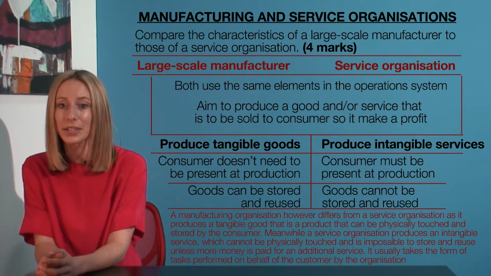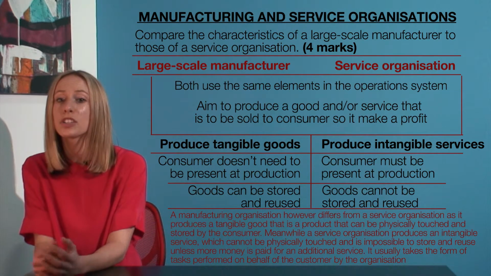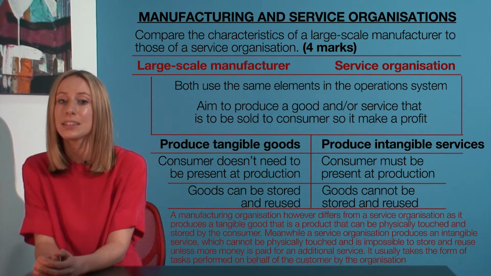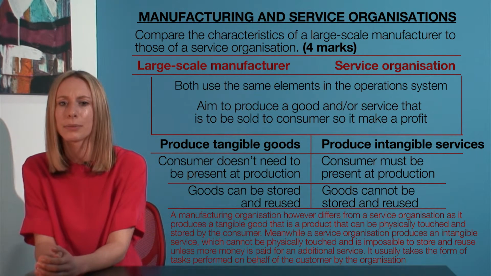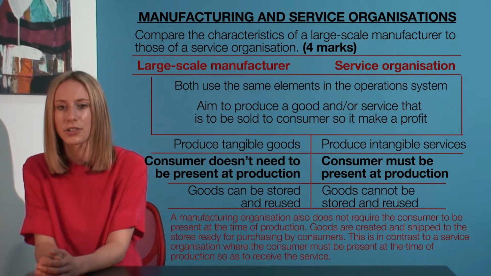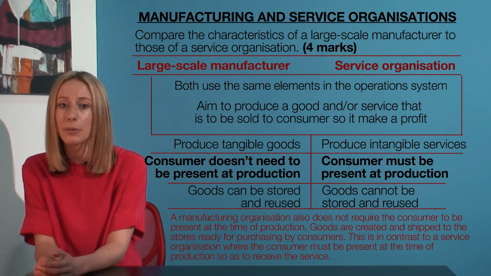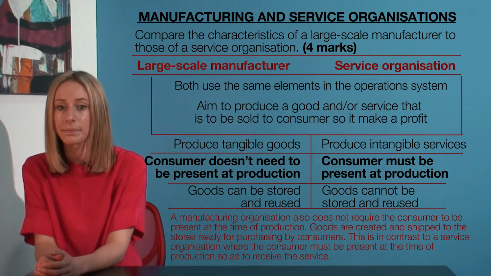Meanwhile, a service organisation produces an intangible service, which cannot be physically touched and is impossible to store and reuse unless more money is paid for an additional service. It usually takes the form of tasks performed on behalf of the customer by the organisation. A manufacturing organisation also does not require the consumer to be present at the time of production. Goods are created and shipped to the stores, ready for purchasing by consumers. This is in contrast to a service organisation, where the consumer must be present at the time of production so as to receive the service.